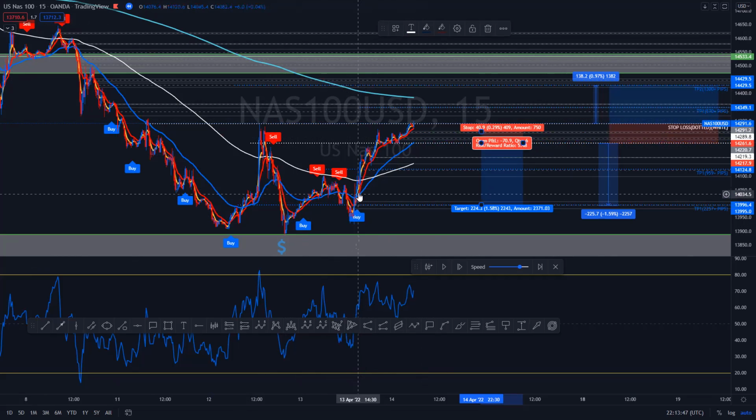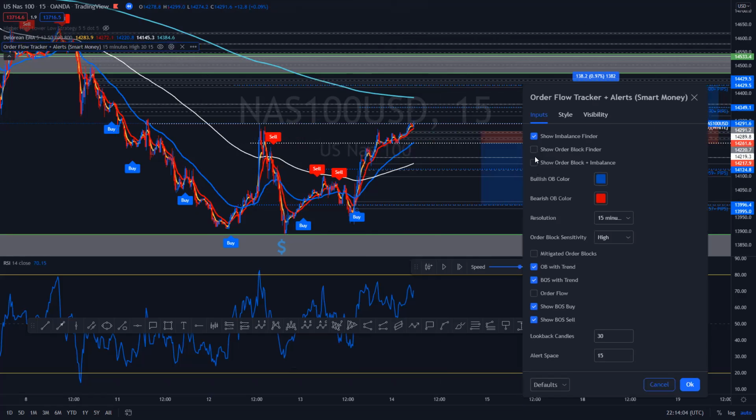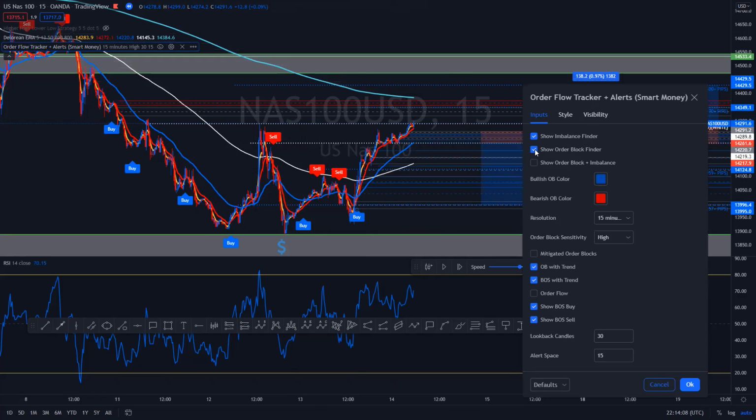In this case, you can see when the yellow crossed over the red and red and blue, it instantly bought up all the way up until this point. Now, me personally, let me check something here. Let me turn on some of the order blocks here to show order block finder. There was an order block here for a sell. That's why price went all the way down to here.